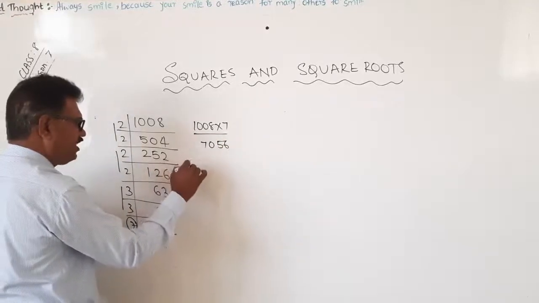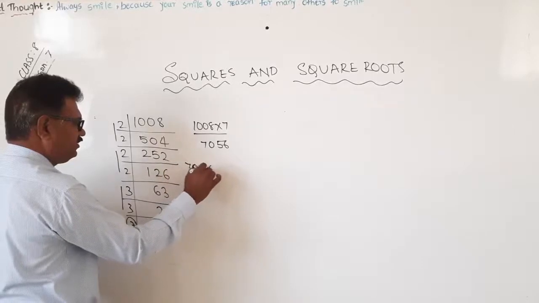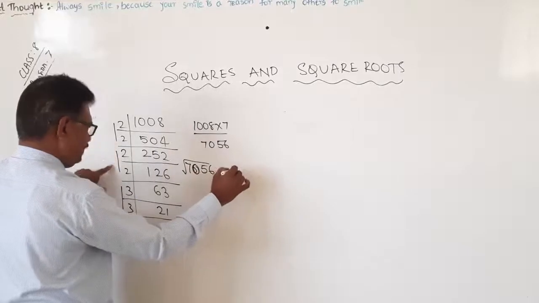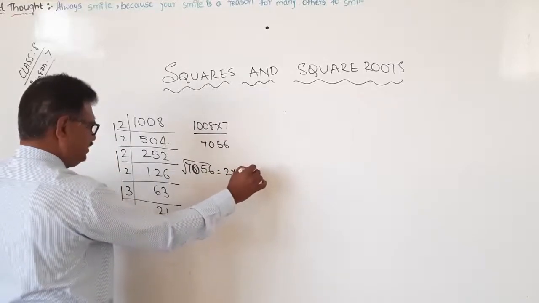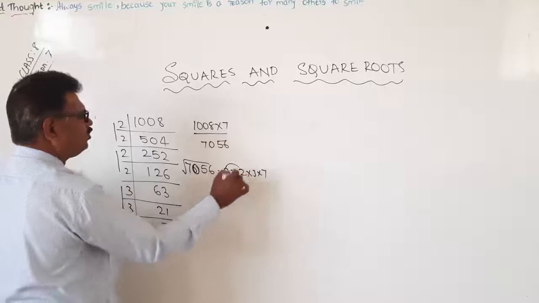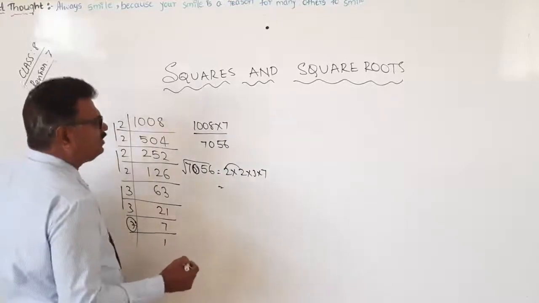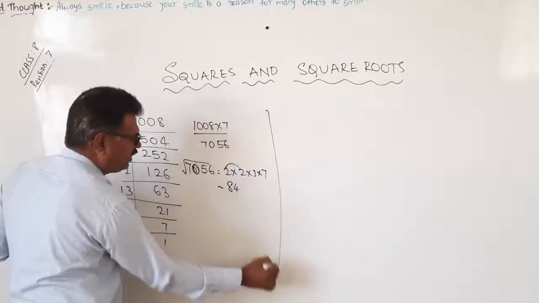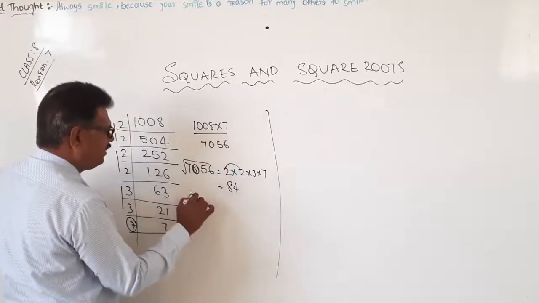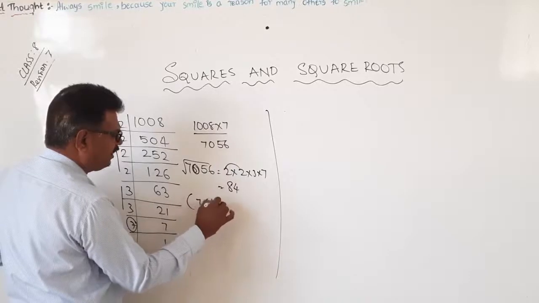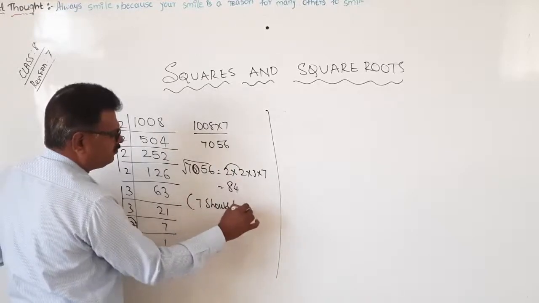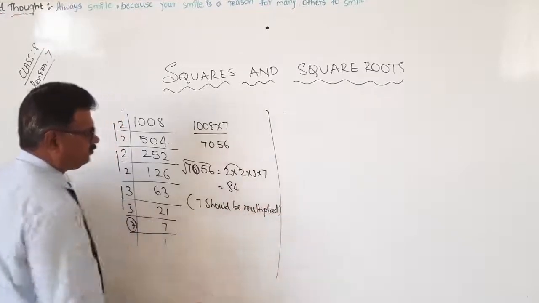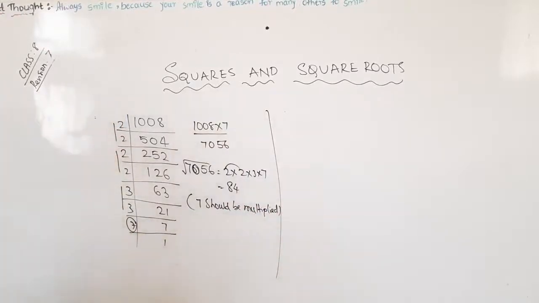Therefore, the square root of 7056 is equal to 2 into 2, 3 into 3 and 7 into 7. So 2 into 2 is 4, 4 into 3 is 12, 12 into 7 is 84, like this. Okay? Therefore, what must be multiplied? 7 should be multiplied. Right? Okay. One more number.